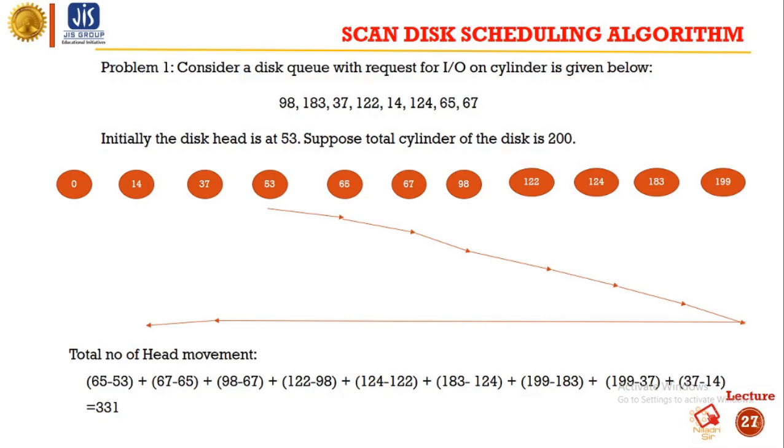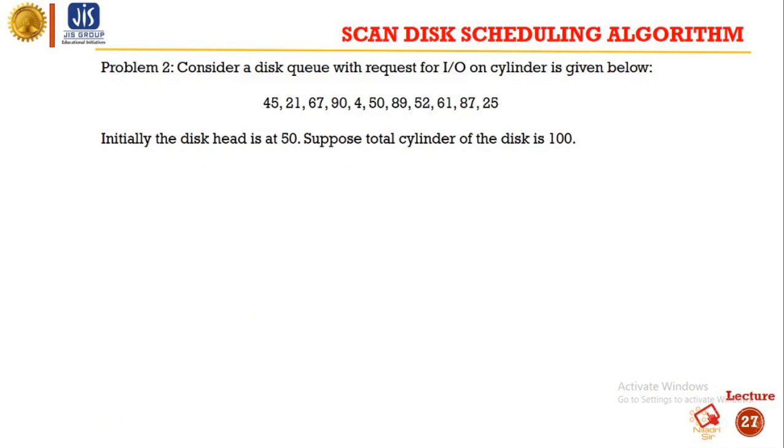Okay, so let's do another problem. Here the cylinders are 45, 21, 67, 95, 50, 89, 52, 61, 87 and 25. Initially the disk head is at 50 and the total number of disk cylinders is 100. So we'll start from 0 and go up to 99. Okay, so there are a total of 100.